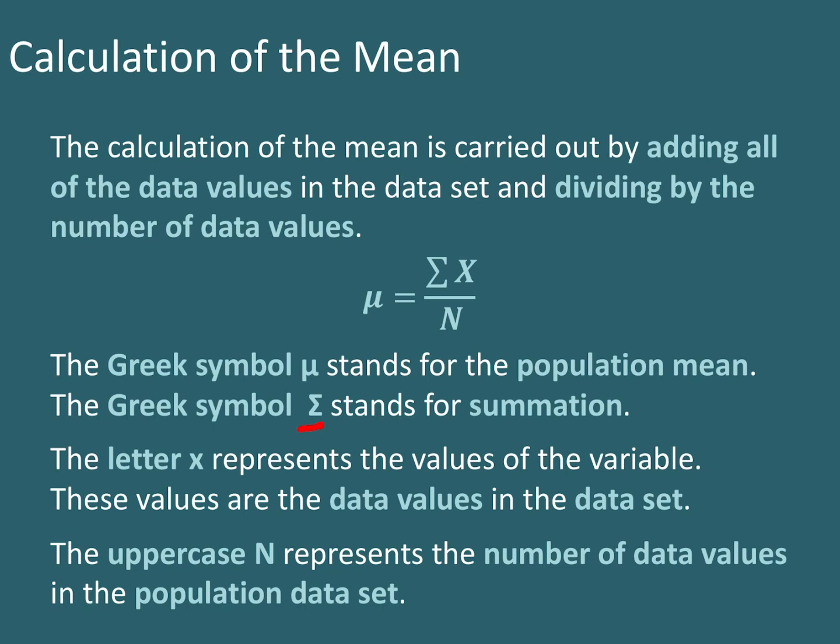The first thing you will do in this formula is add up all the values that are in the data set. Once all those values are added up, you will then divide by how many data values there are.